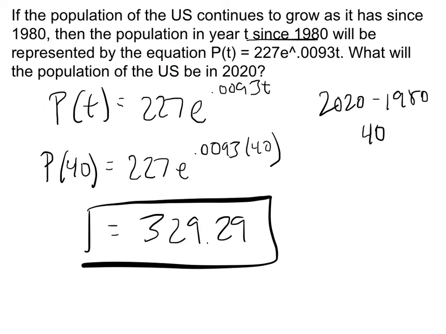And remember, the way we figured that out was we had our exponential equation here that tells us the population of the U.S. in billions since 2020. We figured out that 40 is going to be our time. So we took that 40, we plugged it into our function, entered that into our calculator, and got 329.29.